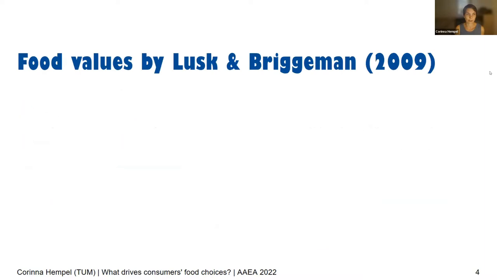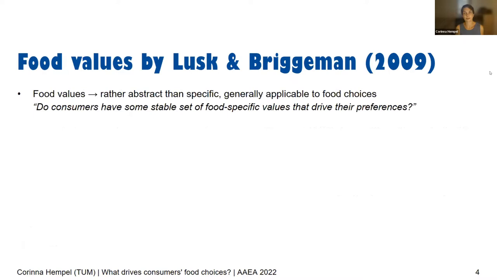So the food values, that's actually the basis of our research. It is a scale developed by Lusk and Briggeman in 2009. And they developed food values because they were looking for a measurement to measure drivers of food choices that are rather abstract and not very specific to certain food attributes, so that they are generally applicable to food choices. So with their initial research, they wanted to answer the question, do consumers have some stable set of food specific values that actually drive their preferences?